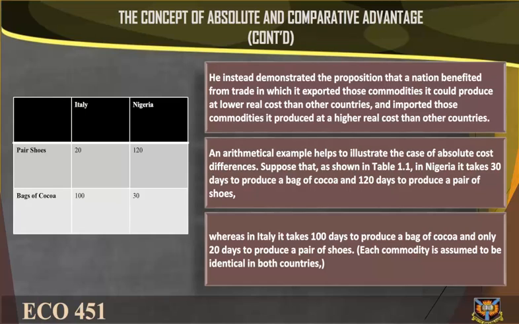An arithmetical example helps to illustrate the case of absolute cost differences. Suppose that, as shown in Table 1.1, in Nigeria, it takes 30 days to produce a bag of cocoa and 120 days to produce a pair of shoes, whereas in Italy, it takes 100 days to produce a bag of cocoa and only 20 days to produce a pair of shoes. Each commodity is assumed to be identical in both countries.